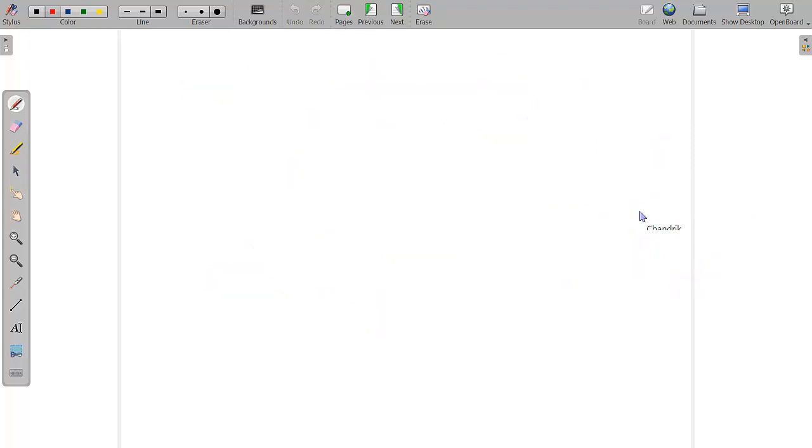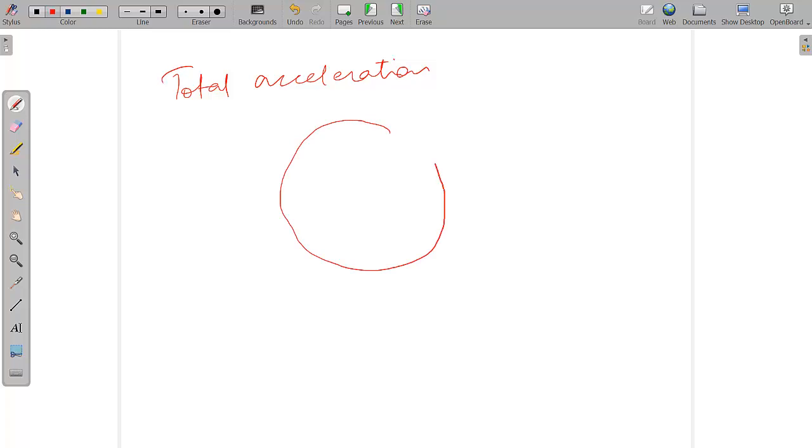I'll tell you one more thing. Overall, what will the total acceleration be in a circular motion? Acceleration will always be there. Let's say a body is moving in circular motion. Every time it has a velocity, and this velocity v itself can change, no?